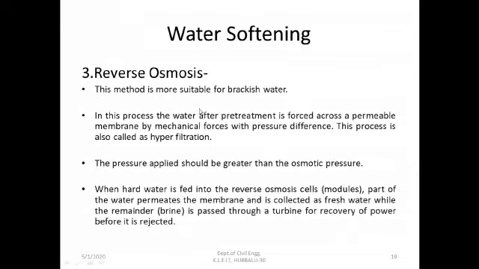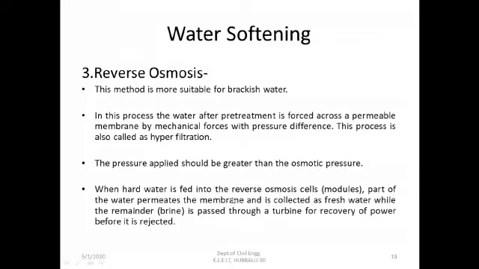Coming to the last method, that is reverse osmosis. This method is more suitable for brackish water, that is salty water. In this process, the water after pre-treatment is forced across a permeable membrane. It is a membrane filtration. And as we know that it is reverse osmosis, the pressure required for passing the water through this membrane is very high. It should be greater than the osmotic pressure. And hence one more name for this process is hyperfiltration.